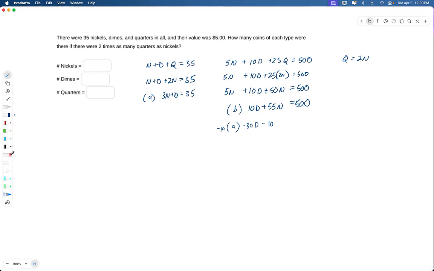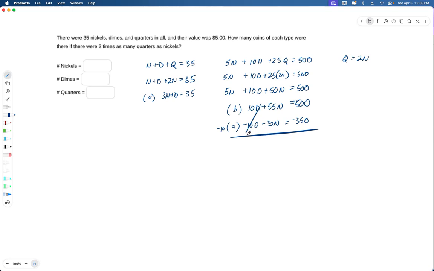Oh, I did not look at that well, did I? So D is first, so let's write D first. -10 times D would be -10D. That's what I'm trying to do, is cancel these out. And -10 times 3n is -30n. And -10 times 35 is going to equal -350.